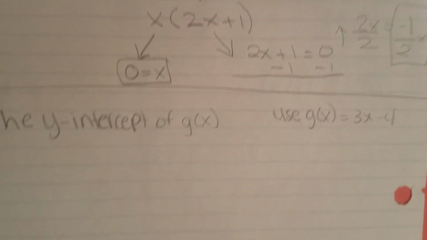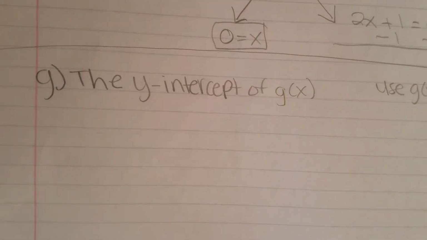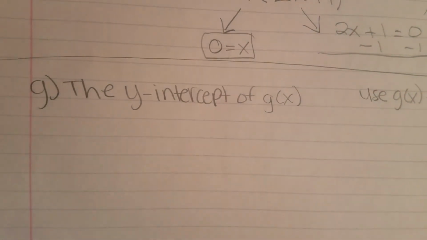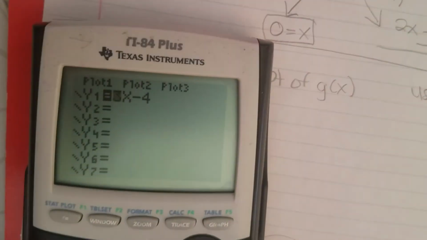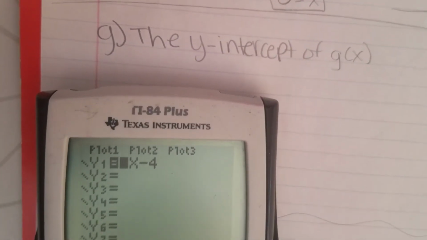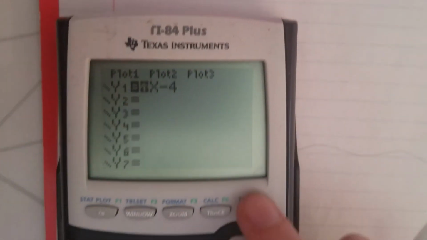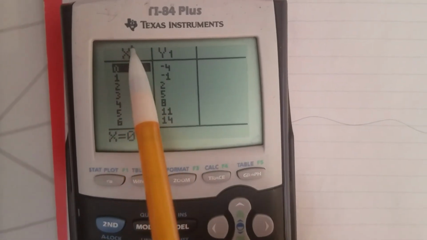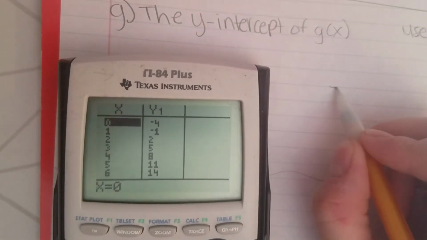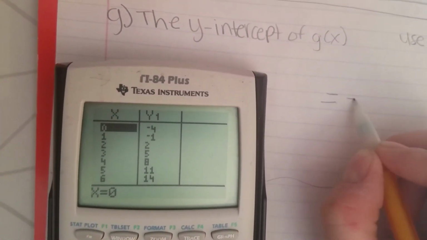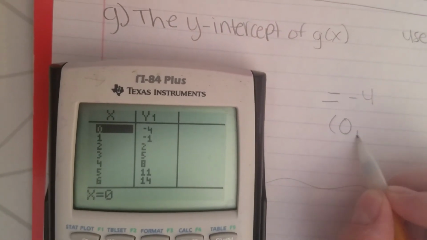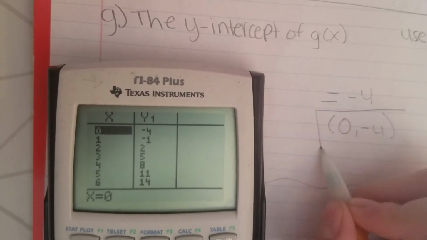All right, the last part is part G. We are trying to find the y-intercept of g of x. Here I'm going to show you how to do it on the calculator. I already have it all plugged in for us, the 3x minus 4. Now if we go to second table, we go to the 0 on the x coordinate, and we find here that it equals negative 4. So our point here would be 0, negative 4 for our final answer.